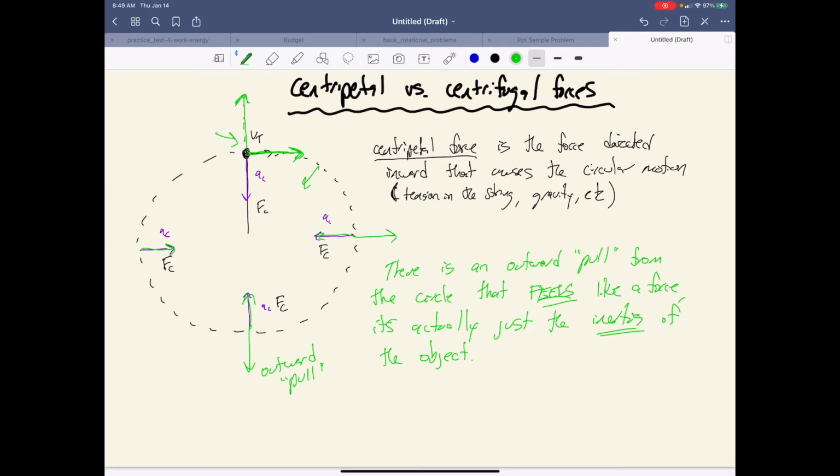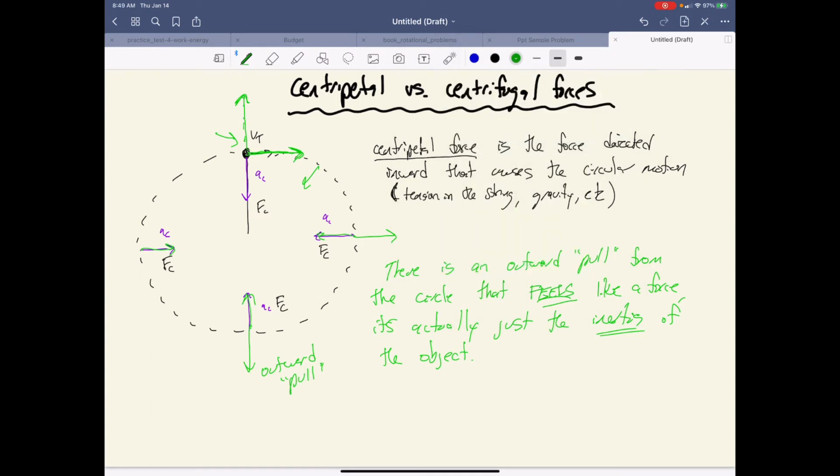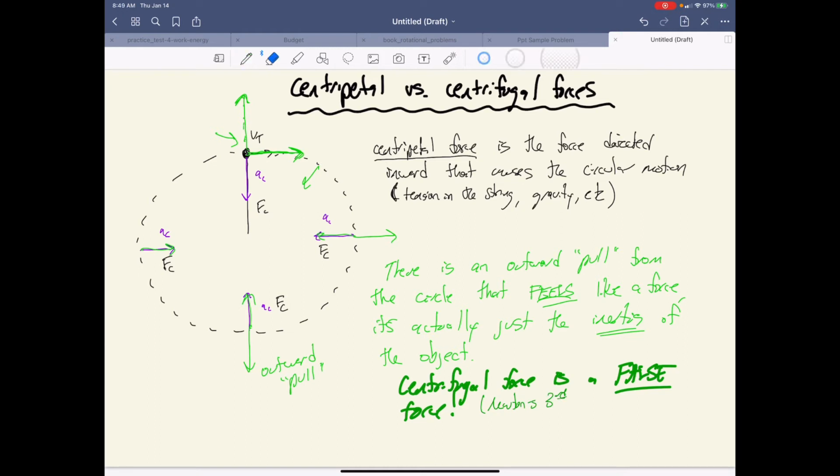So centrifugal force is a false force, again because it is simply Newton's third law. Excuse me, Newton's first law. Remember, Newton's first law is also called the law of inertia.